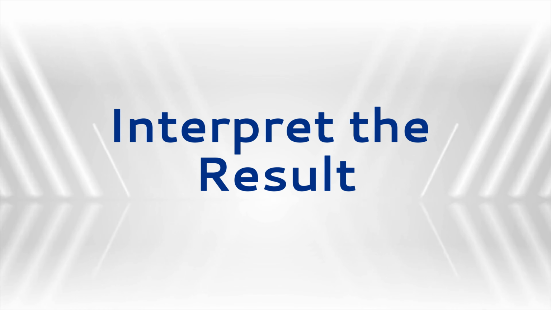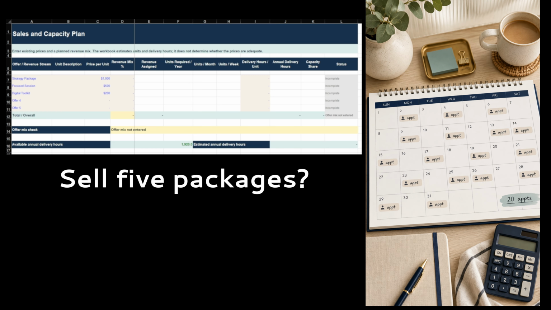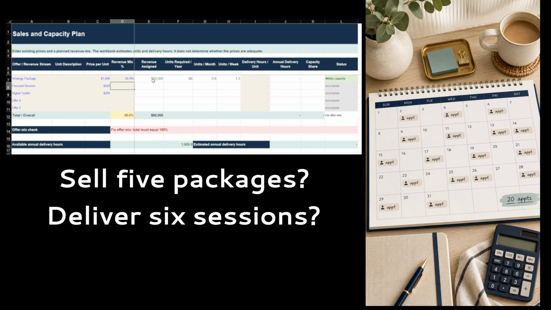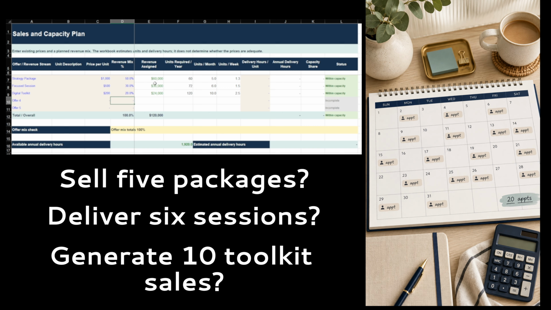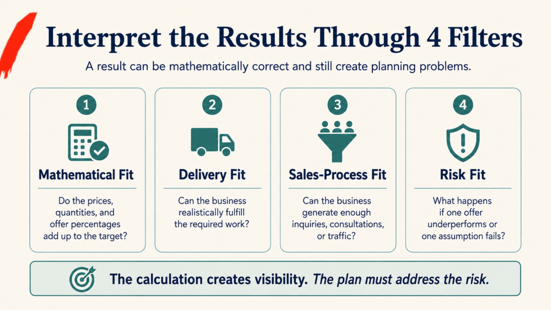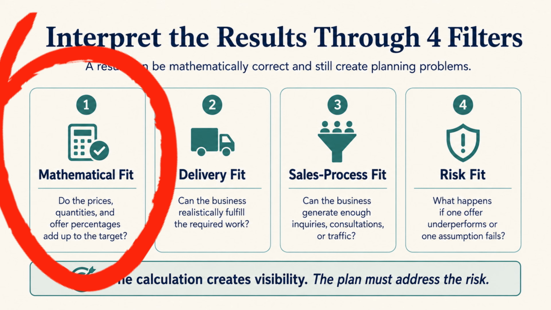The workbook has now shown us a requirement of 5 strategy packages, 6 focused sessions, and 10 digital toolkit sales. Before calling this realistic, I would examine the result through 4 different filters. The first is the mathematical fit. Do the prices, quantities, and offer percentages actually add up to the $10,000 target? In this example, they do. That tells us the arithmetic is complete, but arithmetic is only the first test.